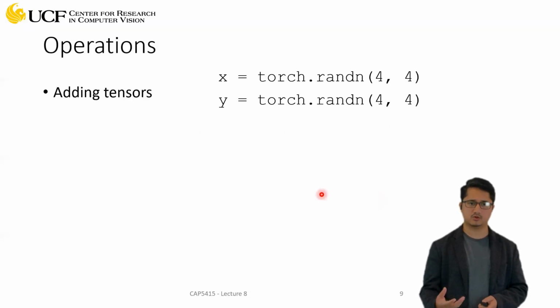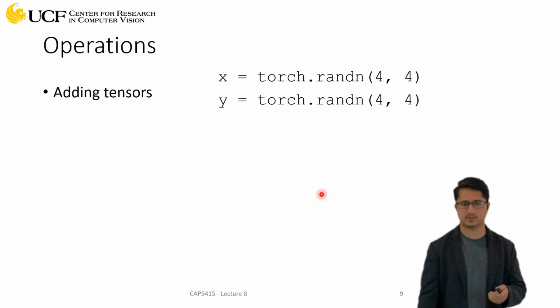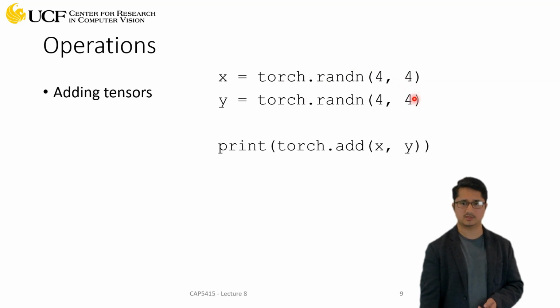Now let's quickly go over different operations which can be done. So we'll cover the basic ones. Of course, there are a lot more than this. We have seen how to create two different matrices. So these are two different tensors. If we have to add these, you can just call torch.add and pass these as variables. And again, print, we'll just print the values.